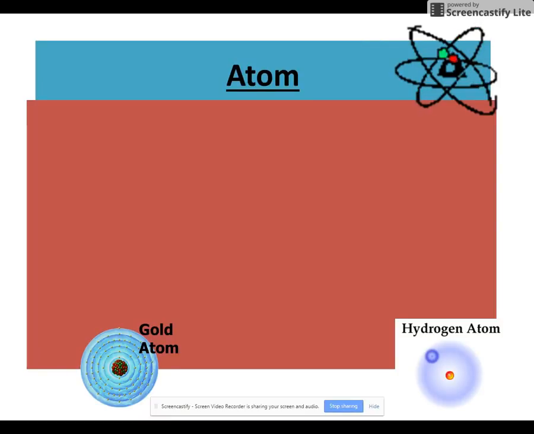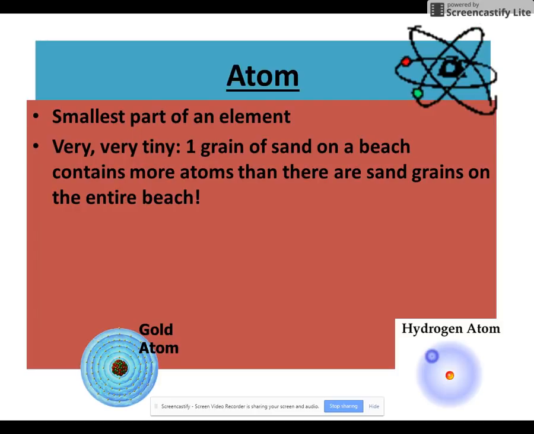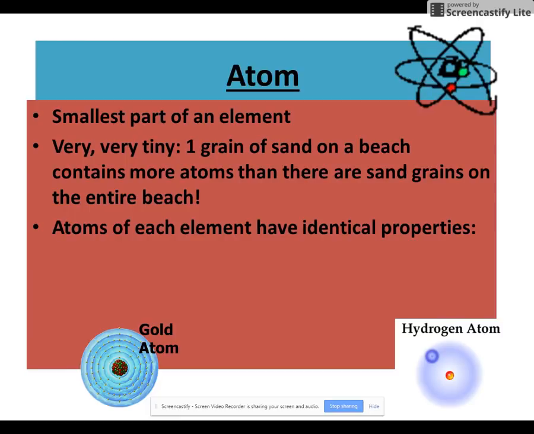Alright, the atom. The atom is the smallest part of an element. It's very, very, very tiny. Imagine, 1 grain of sand on a beach contains more atoms than there are sand grains on an entire beach. Wow! Does that blow your mind? Atoms of each element have identical properties. An example of that is that all hydrogen atoms are identical. They're all hydrogen atoms.